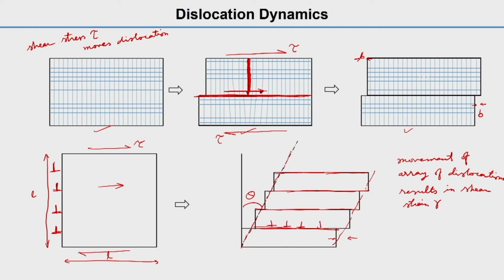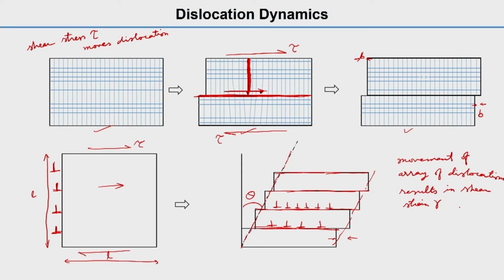For simplicity we are showing just one dislocation going out of the crystal, but there can be more dislocations on the same slip system, hundreds or thousands of them. So movement of an array of dislocations will result in a shear strain, that is gamma. We will see how to calculate this gamma.